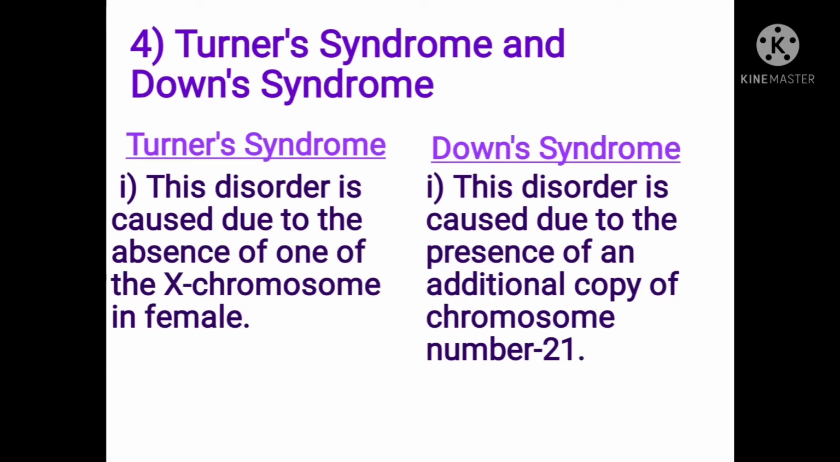Fourth one is Turner syndrome and Down syndrome. Turner syndrome is caused due to the absence of one of the X chromosomes in female. On the other hand, Down syndrome is caused due to the presence of an additional copy of chromosome number 21.